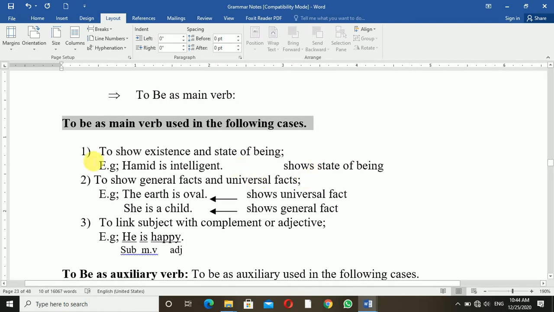First of all, to show existence we use to be verbs as am, are to show existence and state.